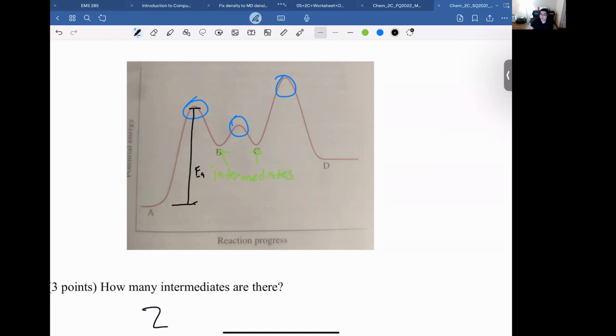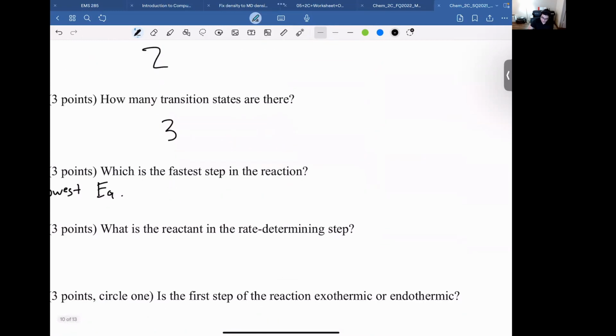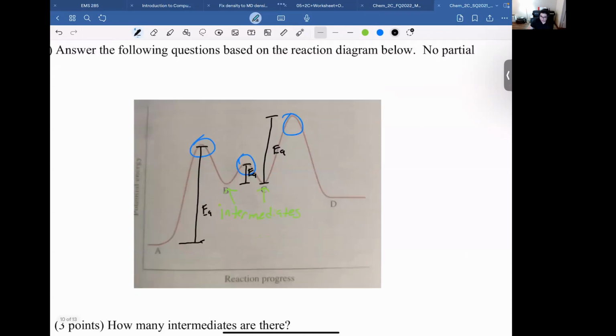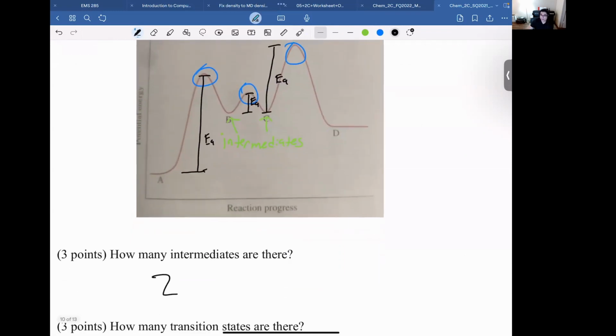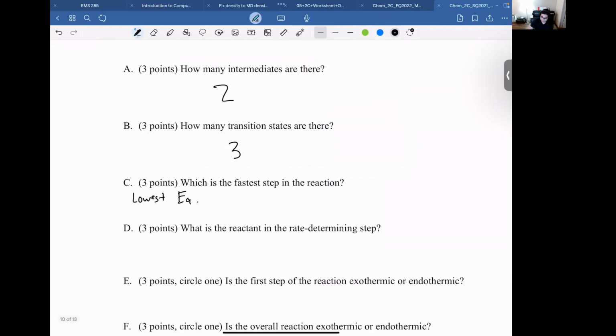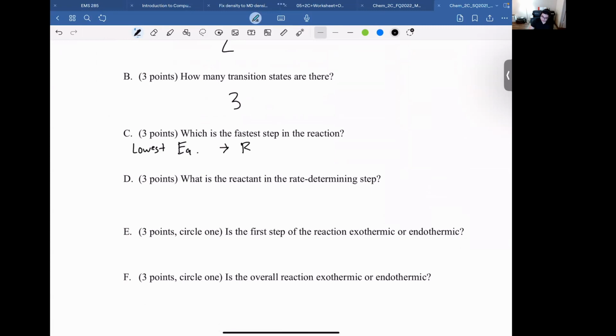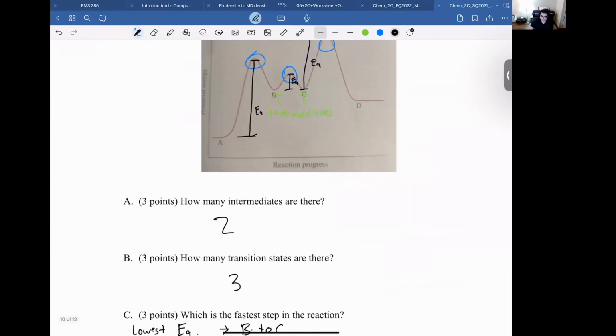Right, so for A, that's the first activation energy, or the activation energy from A to B. From B to C, there's that. I said lowest, that's correct. From C to D, that's the activation energy. Which one is the shortest, right? For the fastest step, it's from B to C. So the fastest step is from B to C.